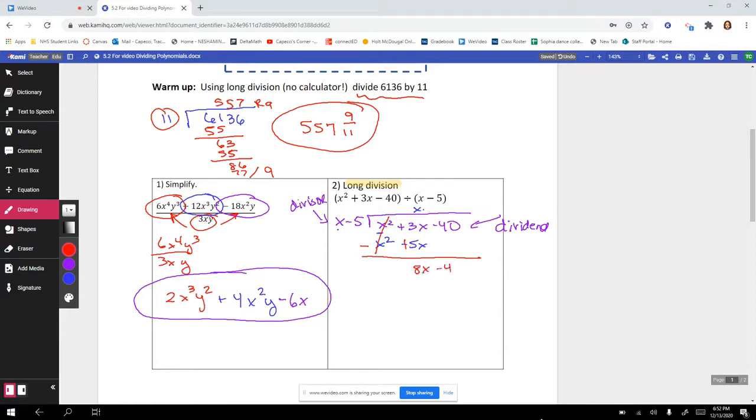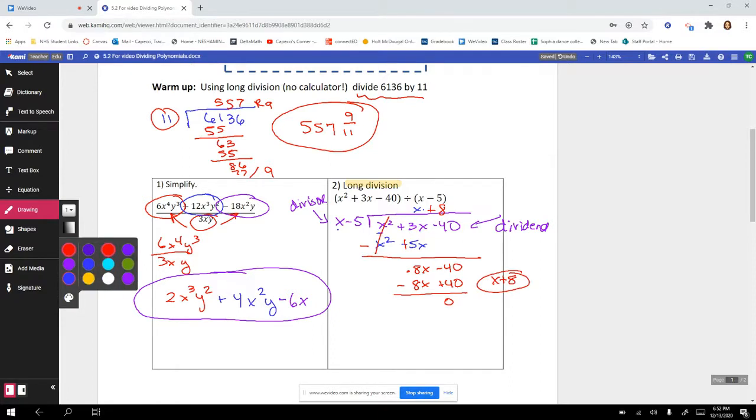And I bring down that 40, minus 40. I'll do the same thing. I'm trying to get rid of this 8 right here. So I'm going to do positive 8. Now, again, you just have to be careful because you are going to subtract. So you have to be careful of that sign. So this gives me 8x, and this gives me minus 40. So this becomes a negative. That becomes a plus. So I get a 0. So my final answer here is x plus 8.